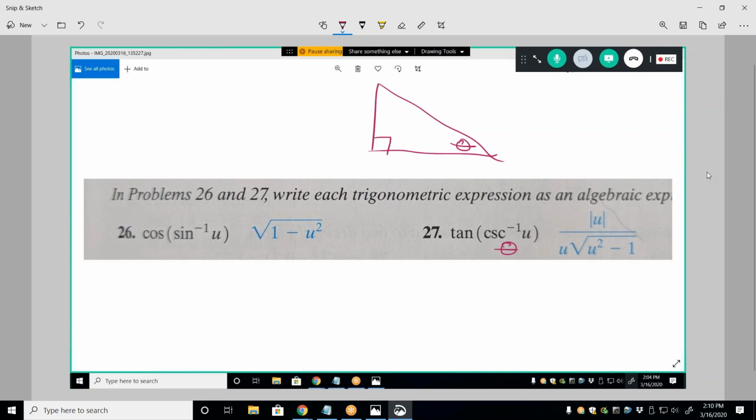Excuse me, it's not 1. Yeah, it is 1 over sine. So you can label the opposite side and the hypotenuse. Yeah, and the hypotenuse is what? In this case, it's actually u.